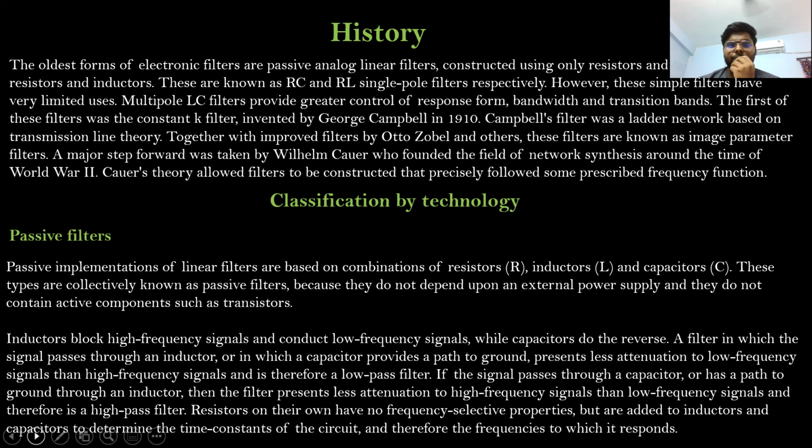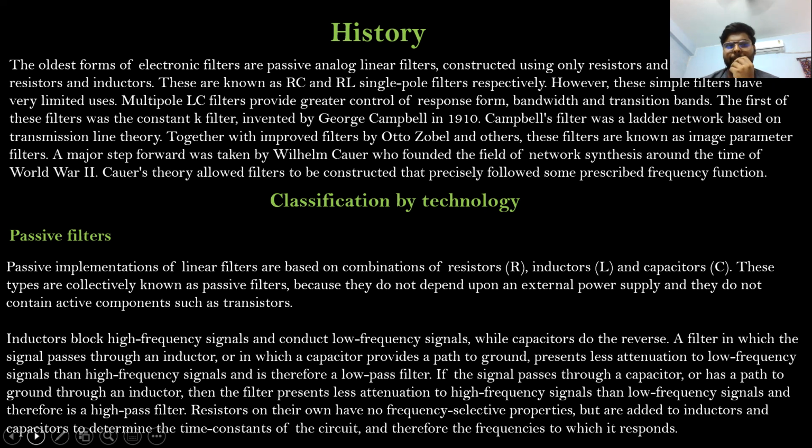Together with improved filters by Otto Zobel and others, these filters are known as image parameter filters. A major step forward was taken by William Cauer, who founded the field of network synthesis around the time of World War II. Cauer's theory allowed filters to be constructed that precisely followed some prescribed frequency function. This is about the history of the filters. Now we'll move to the classification by technology.